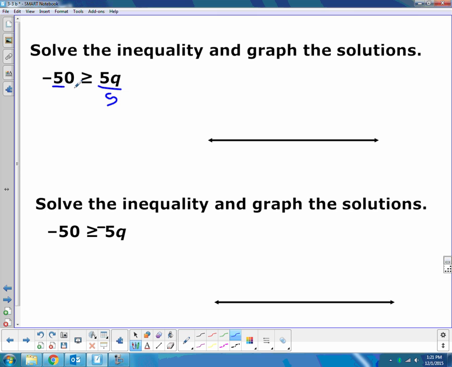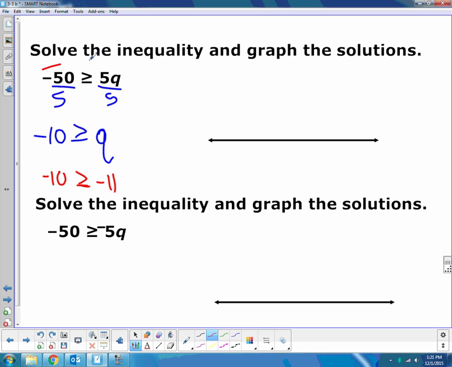So I divide both sides by 5. I get that negative 10 is greater than or equal to q. Now, I'm just going to double check and make sure that works. So I'm going to pick a number that's less than negative 10, because negative 10 is greater than or equal to q. Negative 11 is a potential solution for q. Negative 11 is less than or equal to negative 10, so negative 11 is a solution. We've solved it.